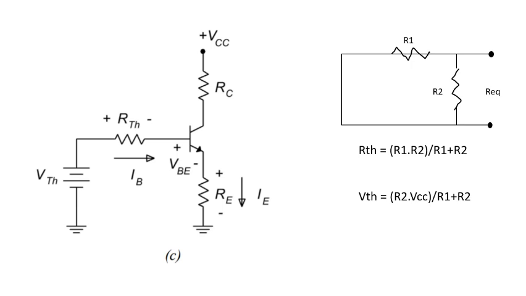To find the Thevenin's resistance, we will have to find the equivalent resistance between R1 and R2. Since R1 and R2 are in parallel combination, the Thevenin's resistance is R1 R2 divided by R1 plus R2. Now we have to find the Thevenin's voltage. The Thevenin's voltage is the voltage across R2. So voltage across R2 is R2 into VCC divided by R1 plus R2.